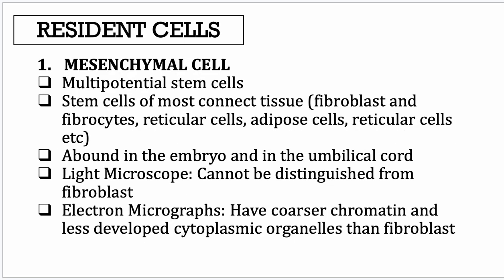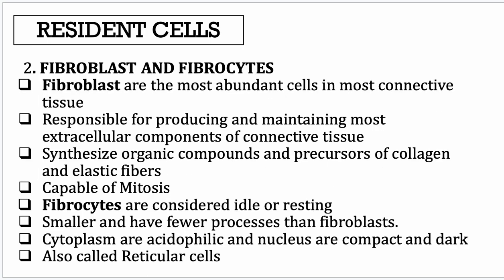So, first, your resident cells. Your mesenchymal cells, no, muna sila ang mga ancestors, kumbaga. They are multipotential stem cells. They are the stem cells of most connective tissue, like your fibroblasts and fibrocytes, no, reticular cells, adipose cells. They abound in the embryo and in the umbilical cord. So, in light microscopy, they cannot be distinguished from fibroblasts. So, pag electron, meron na, no, they have coarser chromatin and less developed cytoplasmic organelles from fibroblasts.